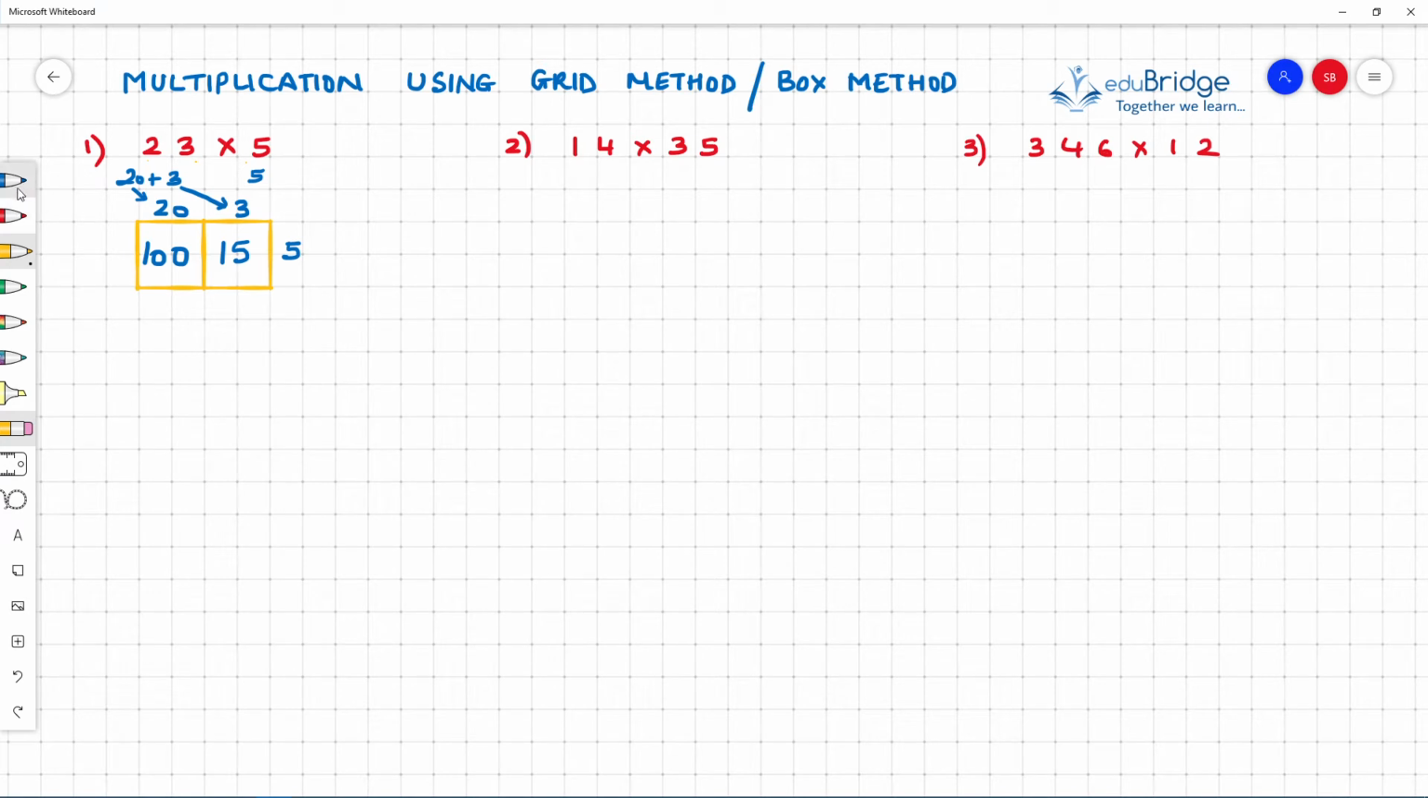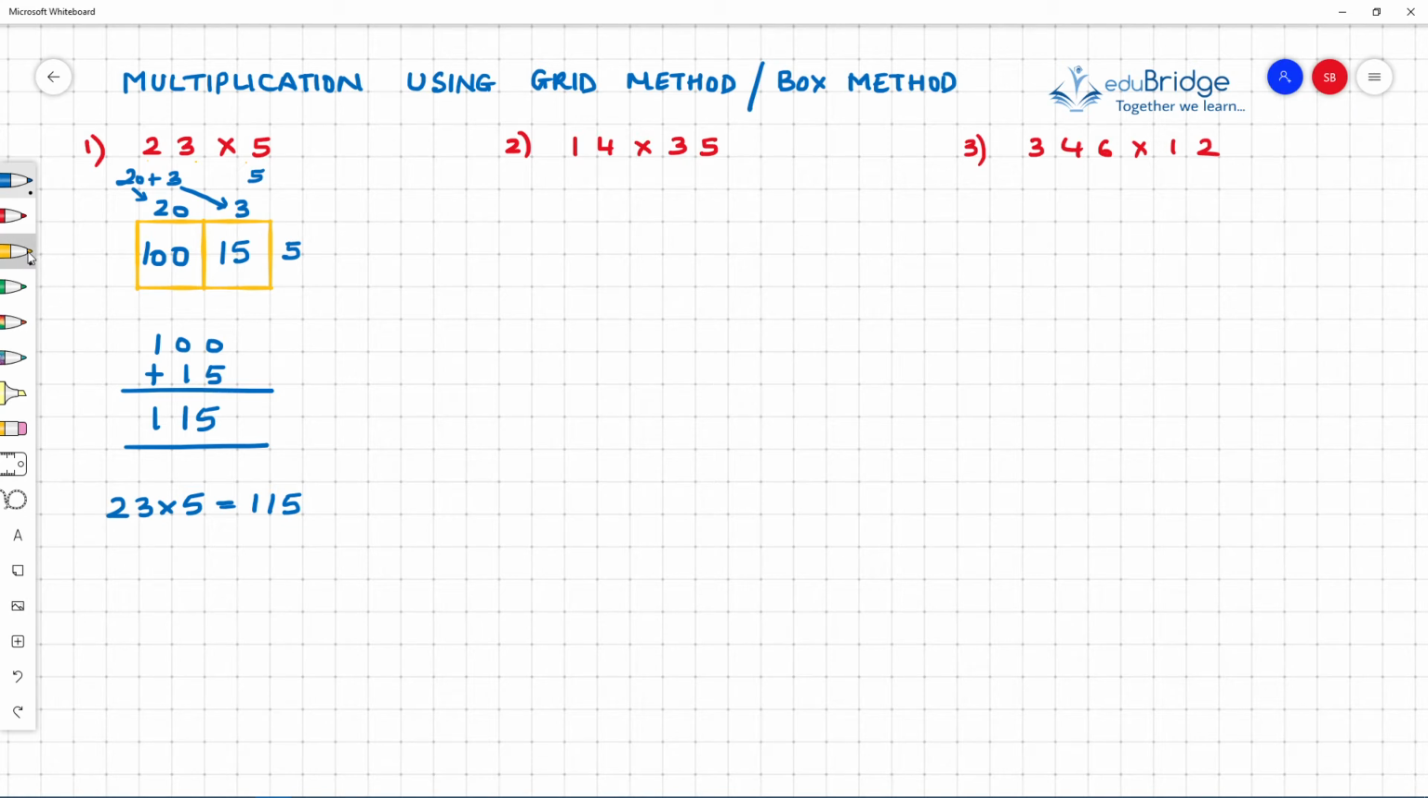So once all the boxes are filled in the grid, we pick those numbers. So we have 100 and we have 15. We add these numbers up, which is 115, and this 115 is your answer. So this means that 23 times 5 is equal to 115. Easy?